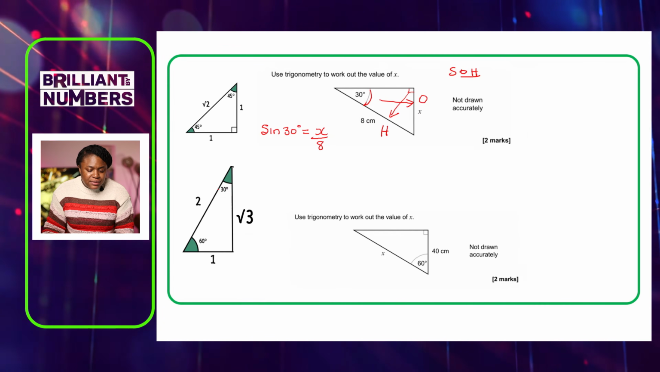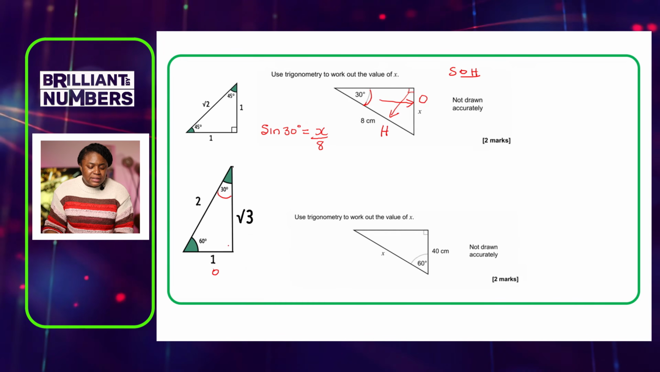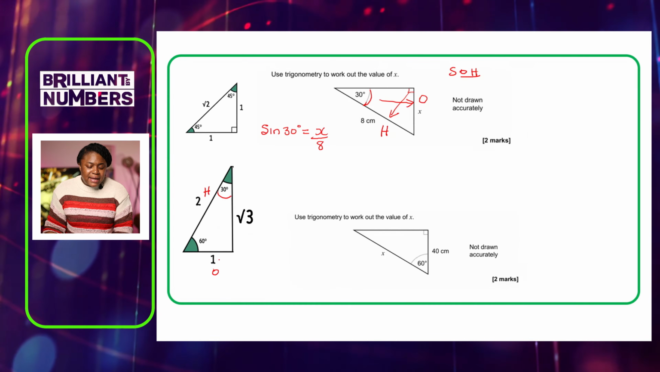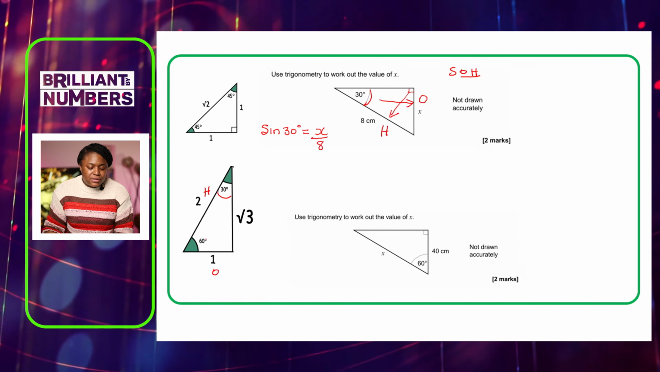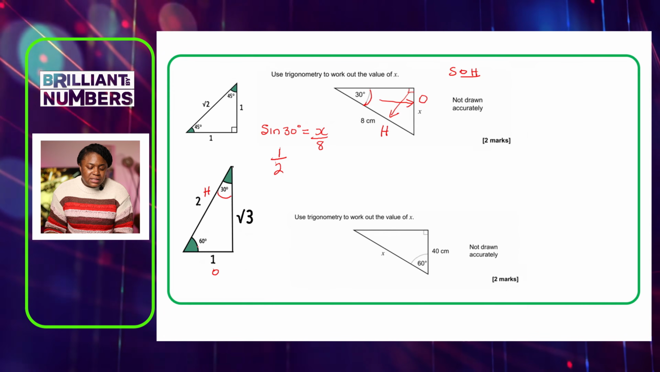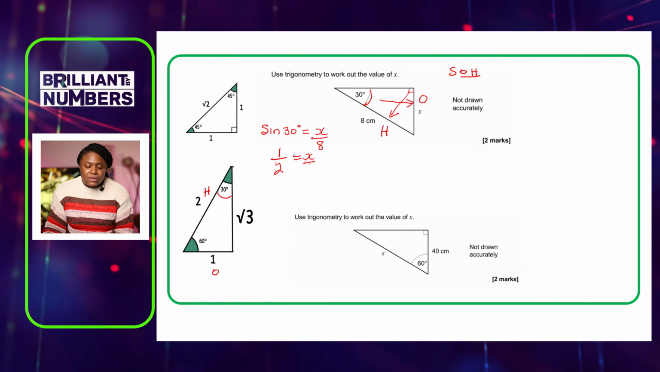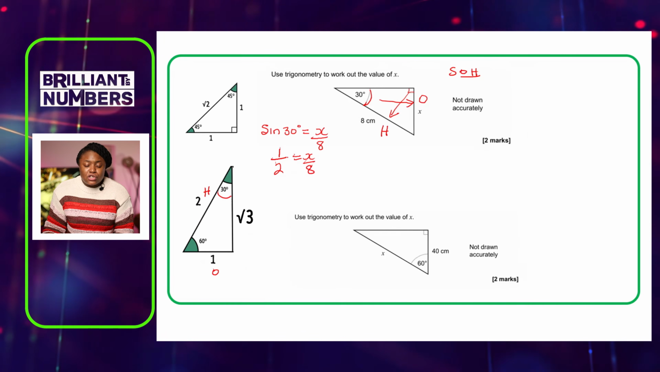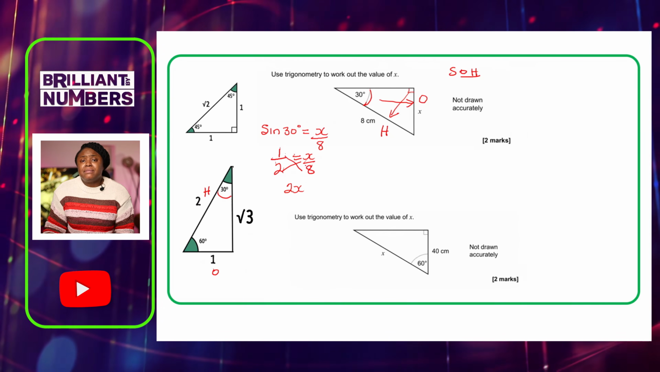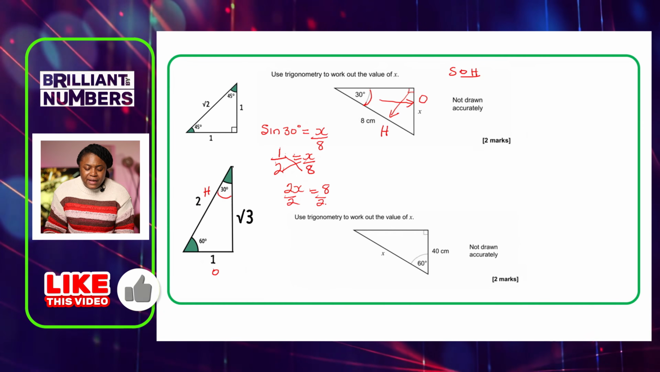So we go to 30. I need sine, which is the opposite side. So opposite, let's just label that. And the hypotenuse is 2. So I'm going to replace my sine 30 with the value. So opposite is 1 and the hypotenuse is 2. So sine 30 is a half. So we then replace this. A half is equal to x over 8. So I'm going to just cross multiply. 2 times x gives me 2x and 1 times 8 gives me 8. I then need to just divide by 2 to find the value of x.